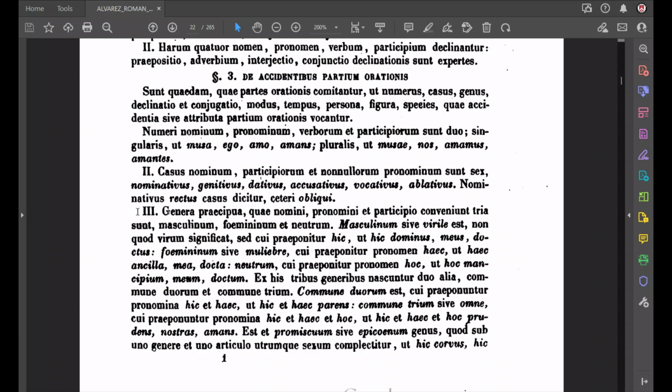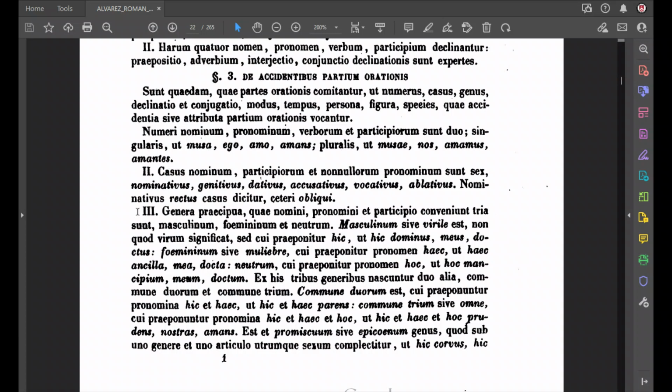Then we learned masculinum sive virile, the masculine gender or man-like gender. Est non quod virum significat, is not that which signifies a man, whereas in English that is what masculine means. Masculine means it's a man or like a man, right? If I say that's a masculine chicken, I'm talking about a rooster because it's like a male chicken. That's what gender means in English, but that's not what gender means in Latin. It's more complicated than that.